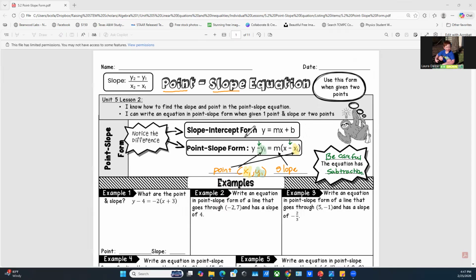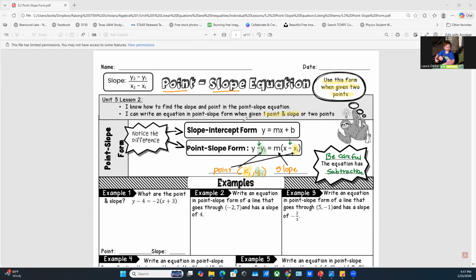Now, why would we ever use this equation? Well, my sloth has a little bit of advice over here. You can see we use this form when we're given 2 points, or when you're given 1 point and a slope. That's a common reason to use this.